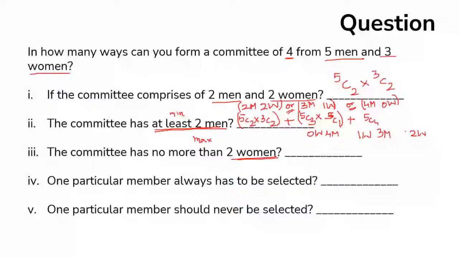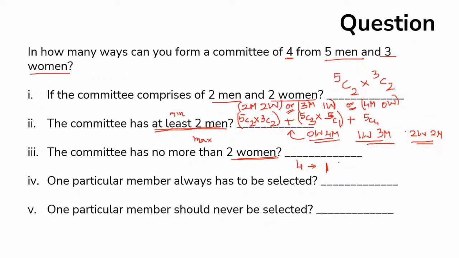One particular member always has to be selected. How can that be done? One particular member always needs to be selected, which means I have to select only 4 members in total. Out of 4 members, one member is always selected, so that one person will be kept outside. For the remaining 3 persons, we are going to do the selection process.